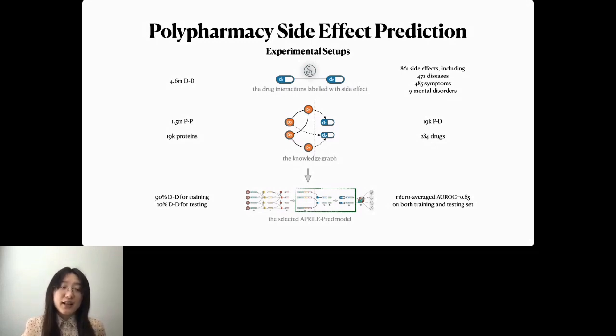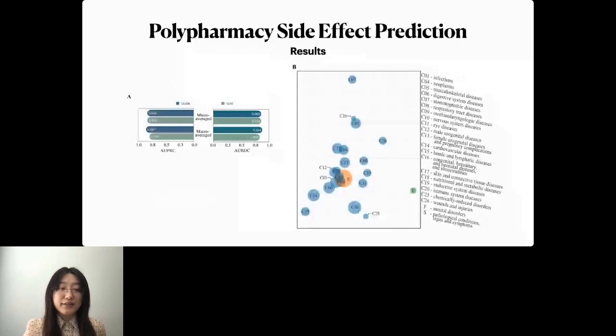Here are the results. In order to ensure that the APRILE performance is balanced on the seen and unseen drug-drug interactions, the predictor model selection is based on generalization. The selected prediction model is trained with 90% of samples and has the most balanced performance on the training and the remaining 10% testing sets.